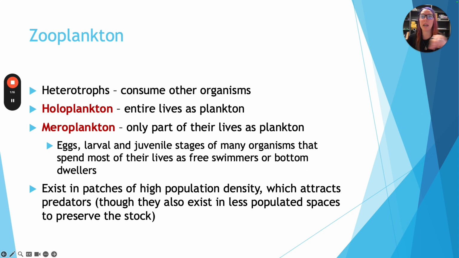This is where many eggs, larval, and juvenile stages of many organisms that spend the rest of their lives as free swimmers or bottom dwellers start as meroplankton. So the little baby stages start as meroplankton. Zooplankton can exist in patches of really high population density, which can then attract larger predators. But of course, they can also exist in less populated spaces to hopefully help preserve their stocks.